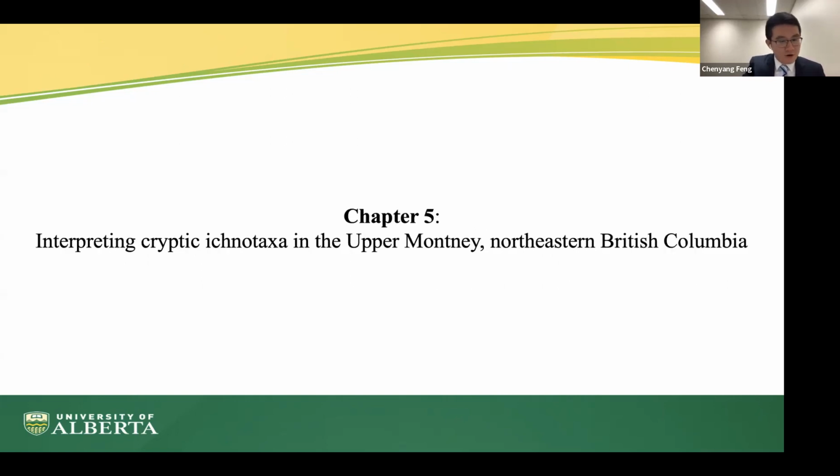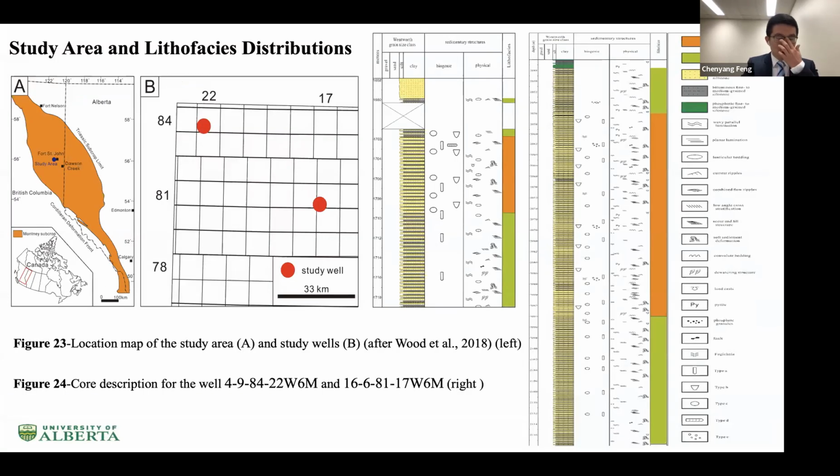Chapter 5 will tell a quite different but more interesting story. It is about cryptic ichnotaxa in the Upper Montney in northeastern British Columbia. The two studied cores are located in northeastern British Columbia, very close to Fort St. John. The lithologs and the distributions of the lithofacies are shown in these strip logs. Two lithofacies are identified in the two cores.